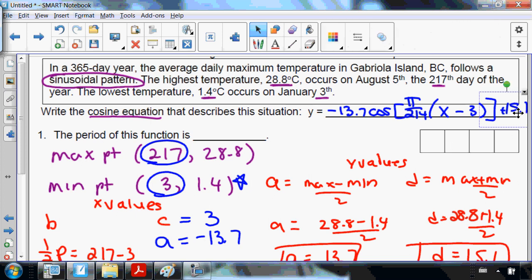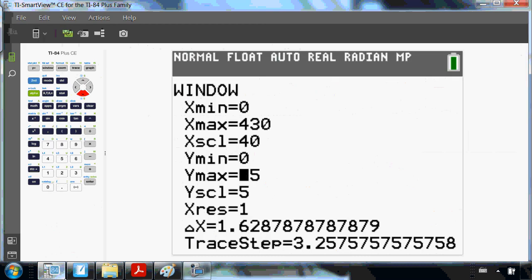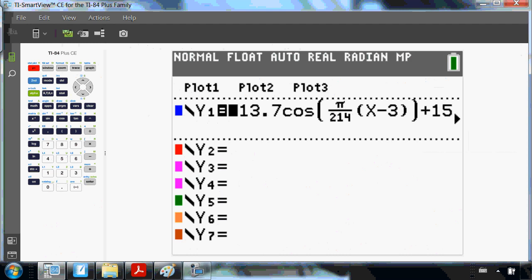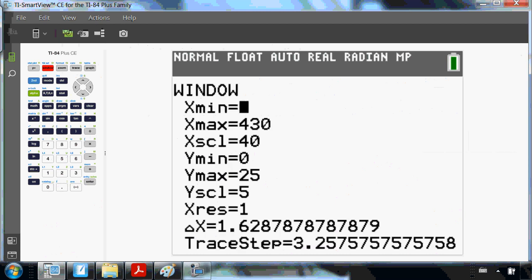Okay, so now that I have my equation, I'm going to put this into my y equals, because that's what I need for questions number 2 and 3. So for that, we'll put this into the calculator. Let's adjust our window settings. I've already put the cosine equation into y1. Okay, let's talk about our windows. We know our period is 428, so I went just a little bit above that to 430, up by, you could do anything, I just chose 40.